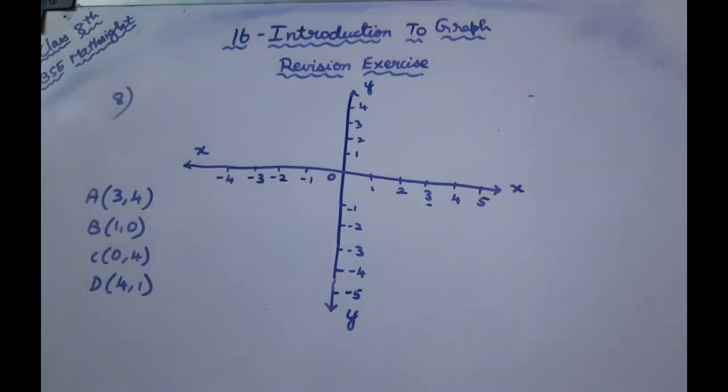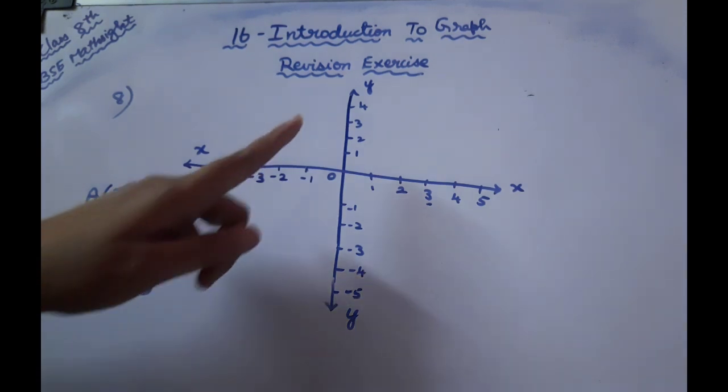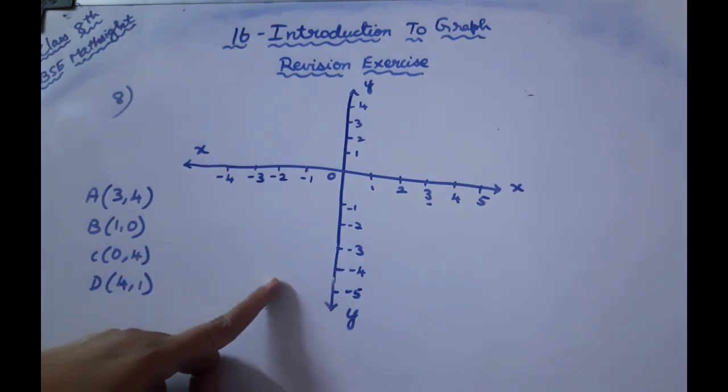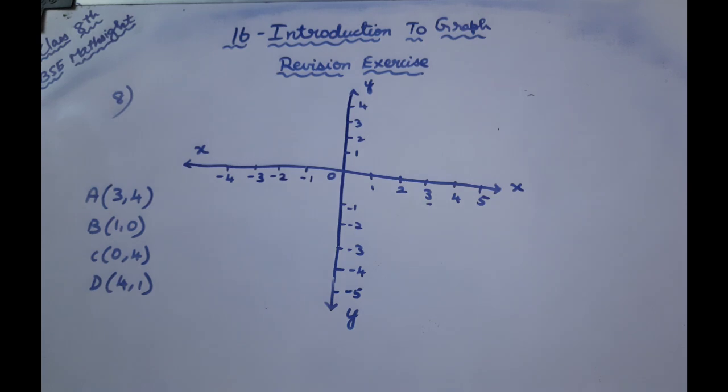We will see the eighth sum. Plot the points A (3, 4), B (1, 0), C (0, 4) and D (4, 1) on the Cartesian plane. Draw the Cartesian plane and write the coordinates of the point of intersection of the line segments AB and CD. So after plotting the 4 points, we have to draw the lines AB and CD. We have to join the lines.